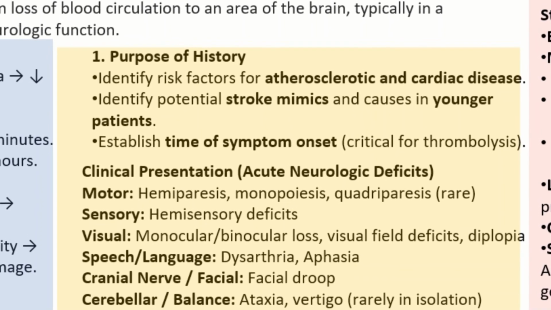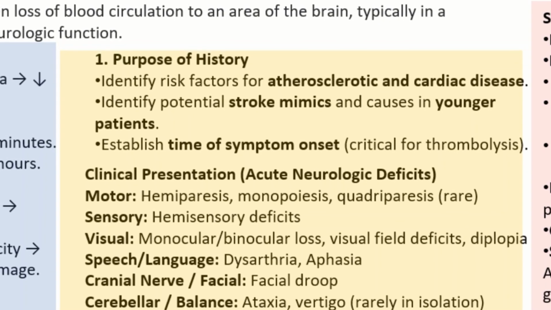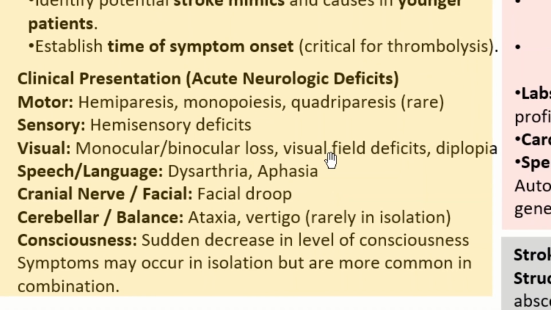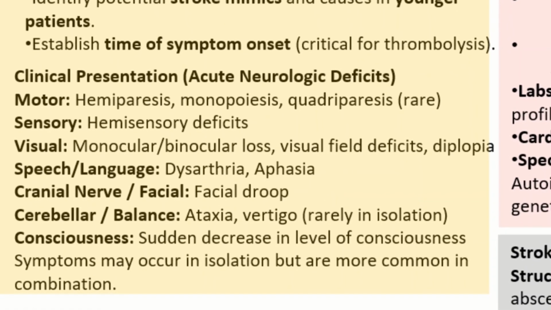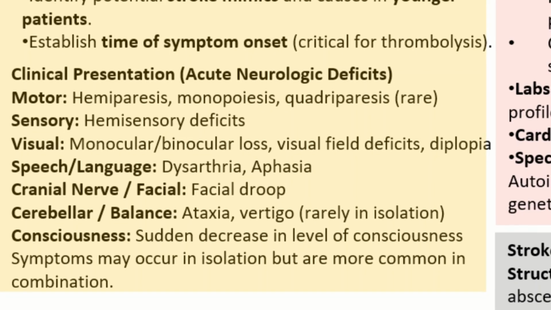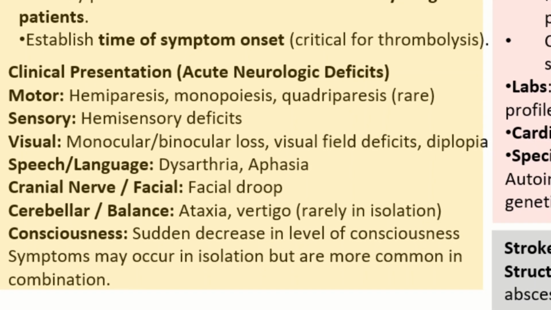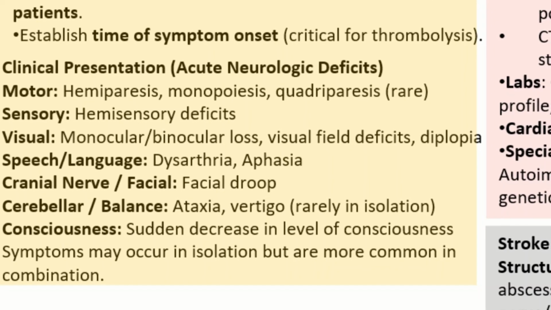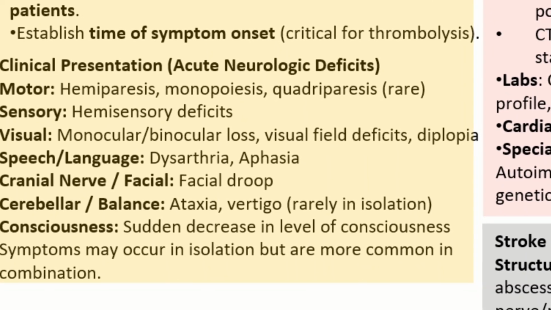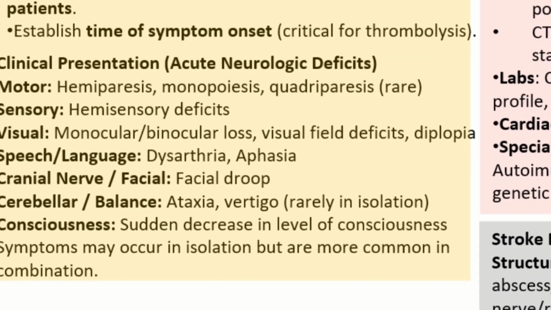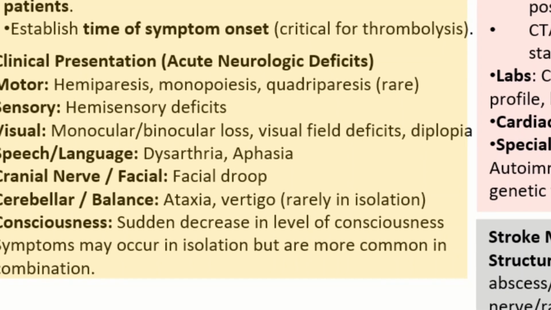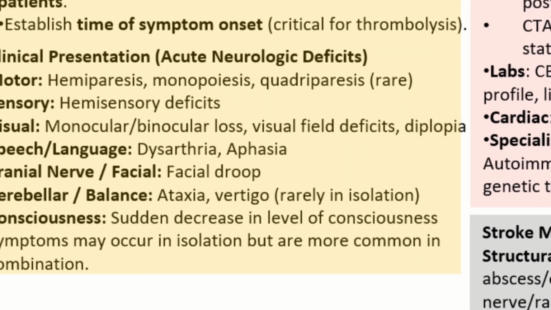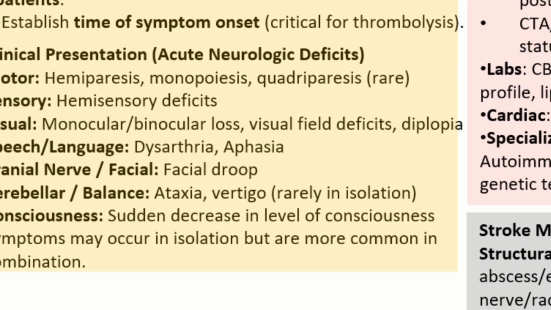Then we have the clinical presentation of these patients, who mostly present with acute neurological deficits. Those can be in the motor, sensory, visual, speech, cranial nerves, cerebellar, and level of consciousness. In the motor, we can have hemiparesis, monoparesis, quadriparesis. We can have hemisensory deficit. We can have monocular or binocular visual loss, visual field defects, and diplopia. We can have speech disturbances like dysarthria and aphasia.